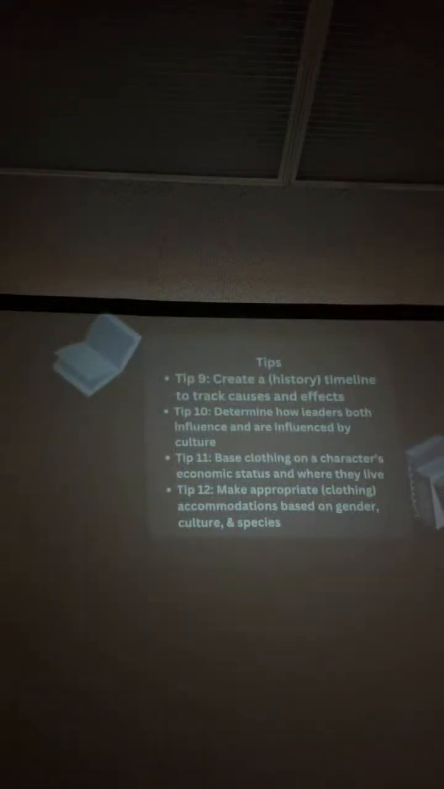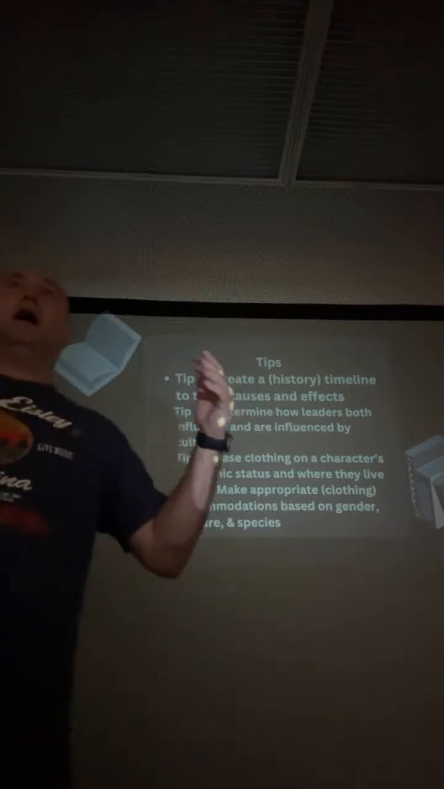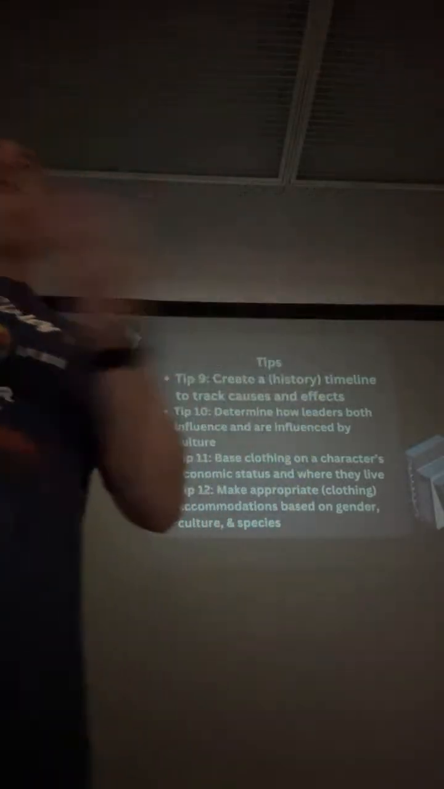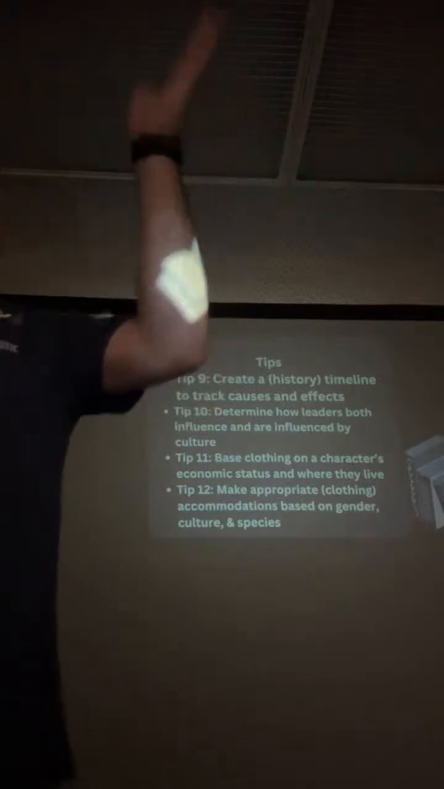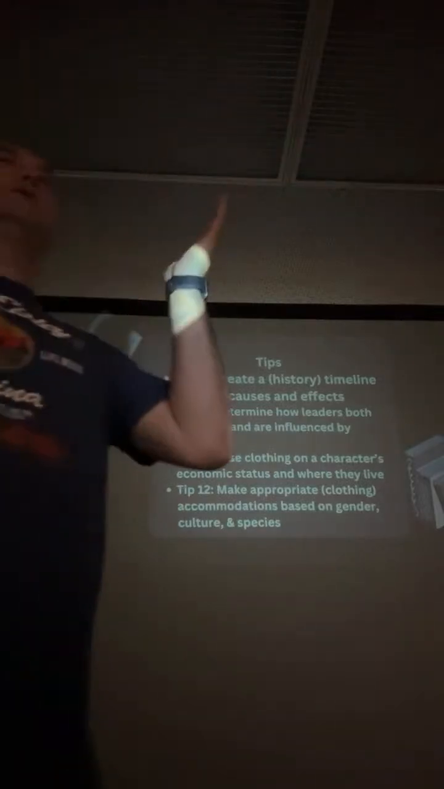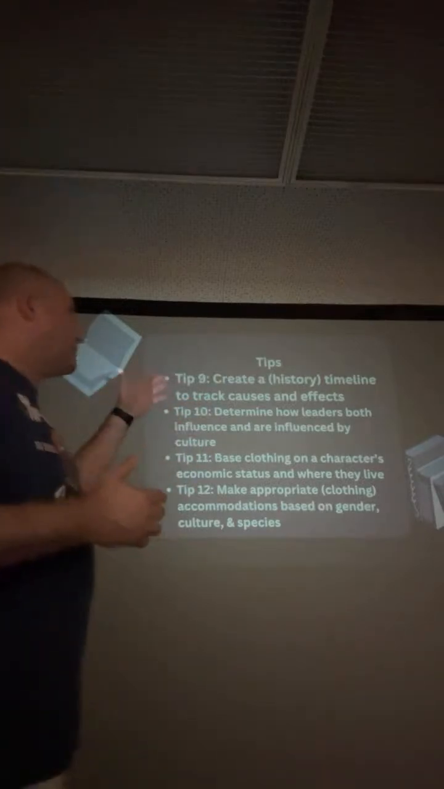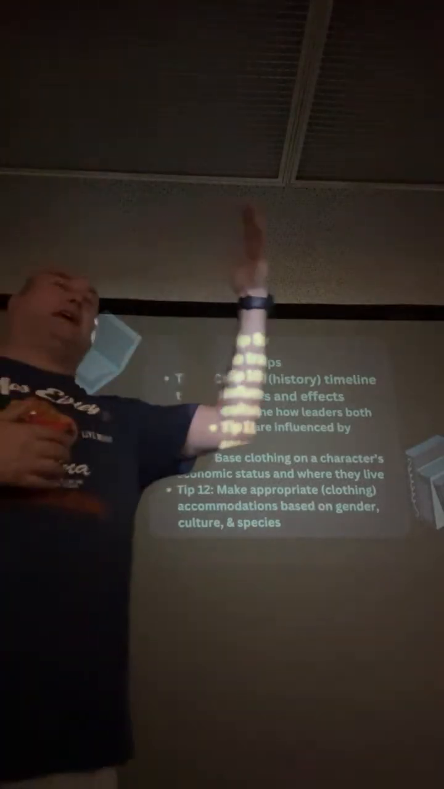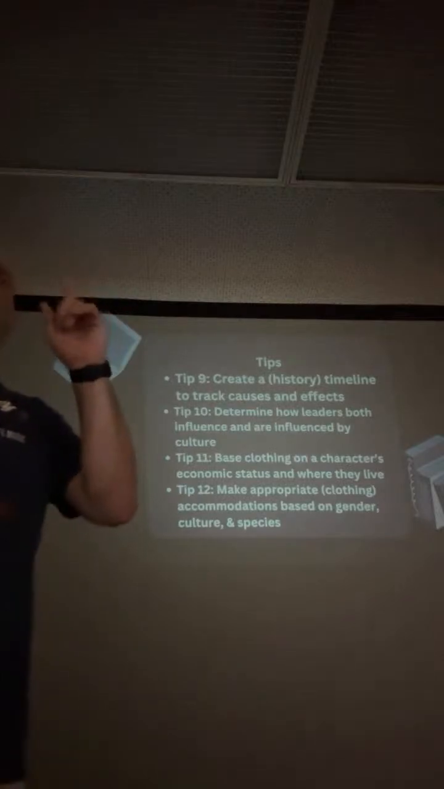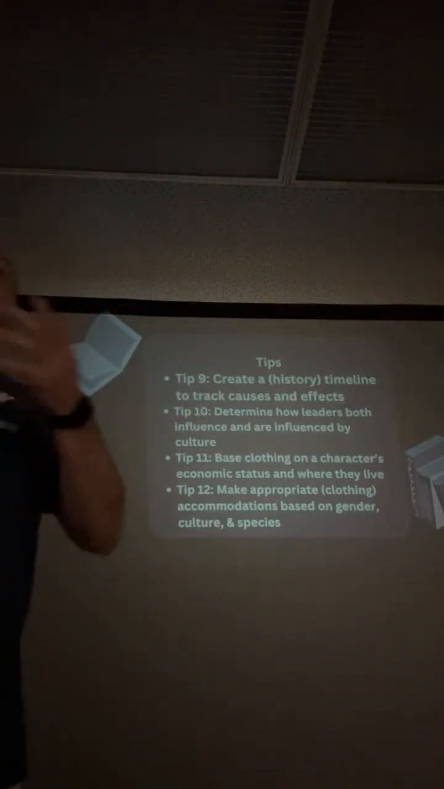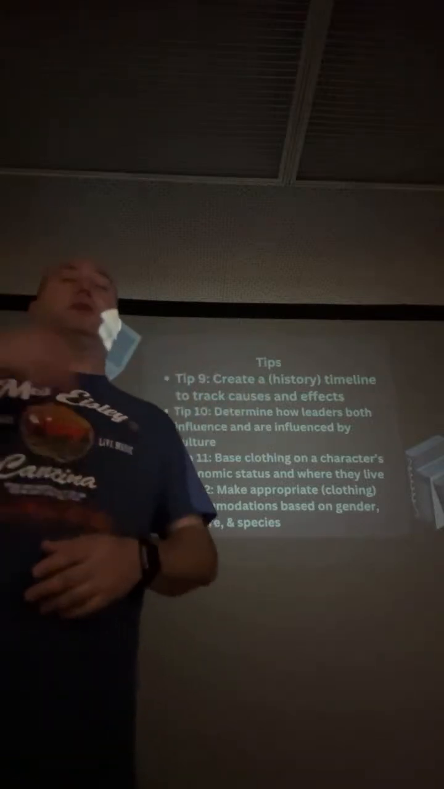Tip number 9, create a history timeline to track causes and effects. On the companion site from my book series, I have a history timeline that shows all the major events going back thousands of years before the start of book one. And what this does is it helps me as the author track down everything that happened and how it leads to the cause and effect of everything else, because things don't happen in isolation.